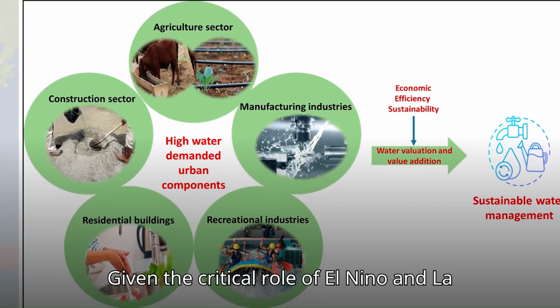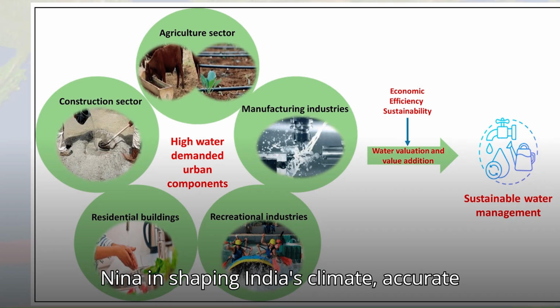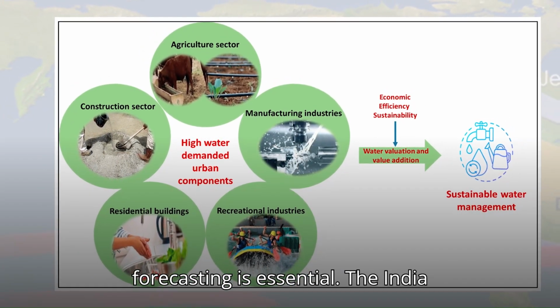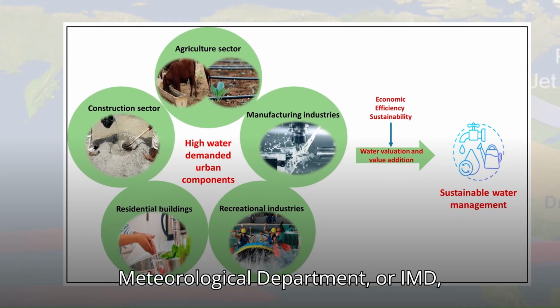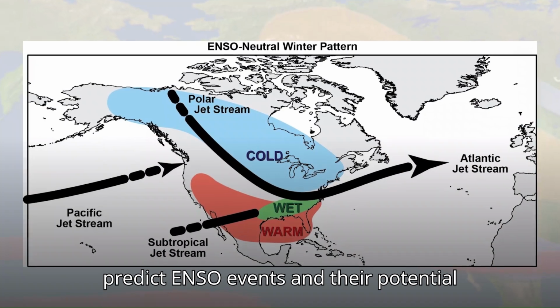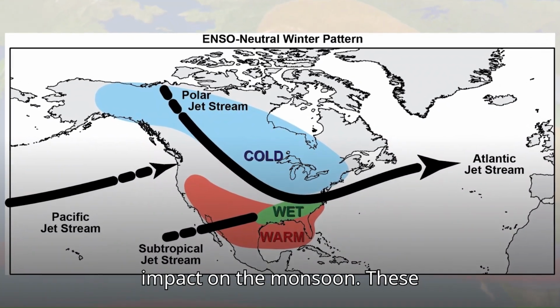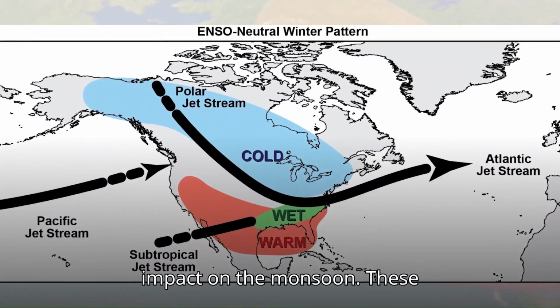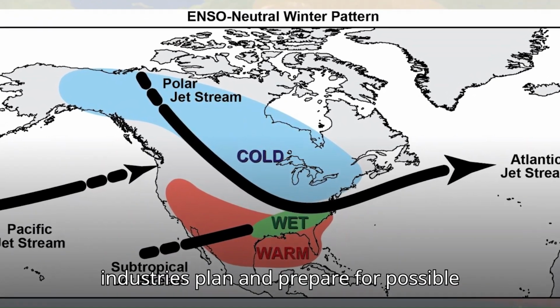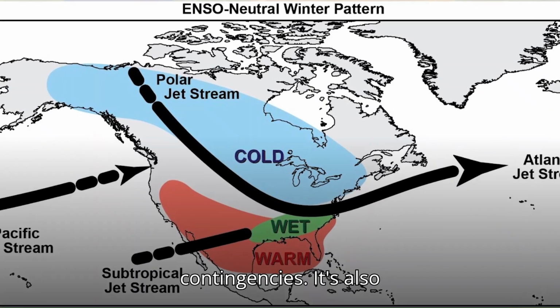Given the critical role of El Niño and La Niña in shaping India's climate, accurate forecasting is essential. The India Meteorological Department, or IMD, uses advanced models and global data to predict ENSO events and their potential impact on the monsoon. These forecasts help policymakers, farmers, and industries plan and prepare for possible contingencies.